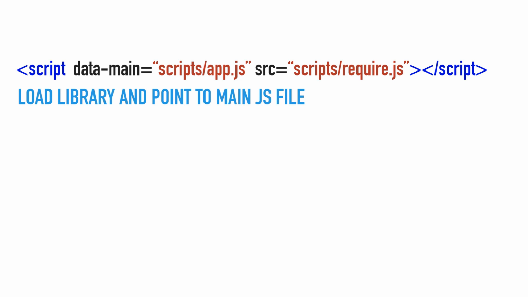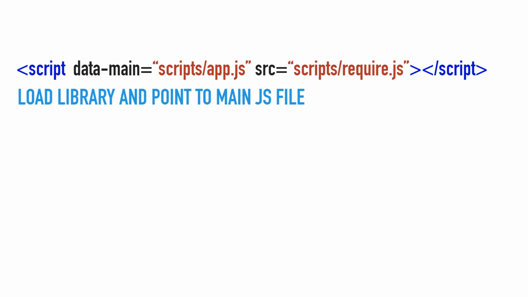Our HTML files from now on are just going to contain one script tag, and this script tag is loading Require.js. You can see here we have Require.js in a folder called scripts. And we're loading one starting JavaScript file. This is our main JavaScript file. In this example, it's called app.js, and it's also in the scripts folder.